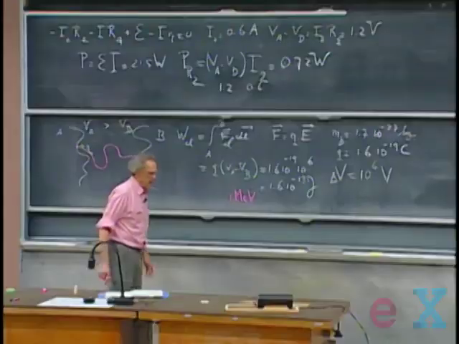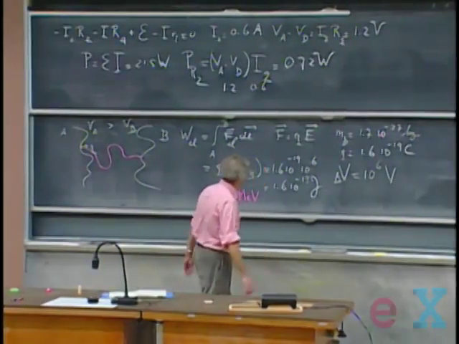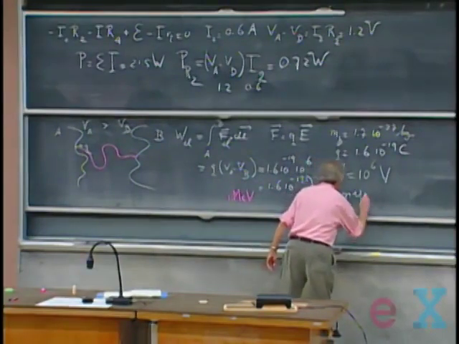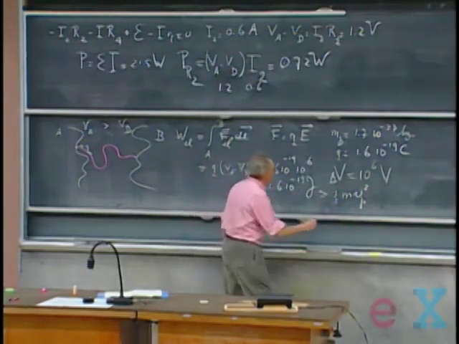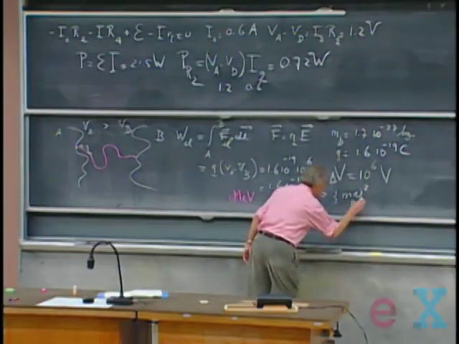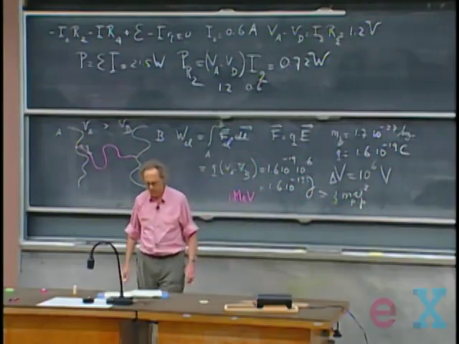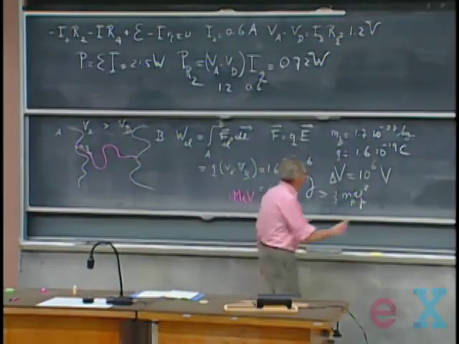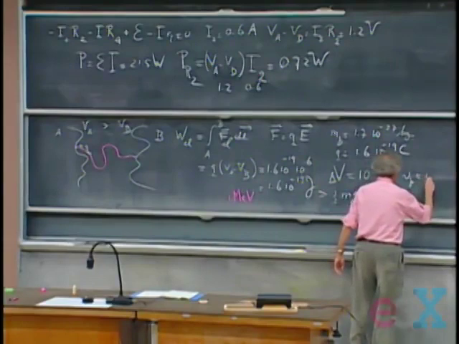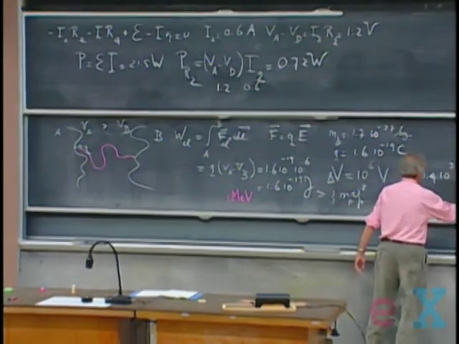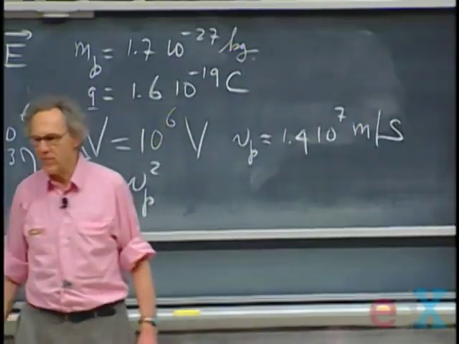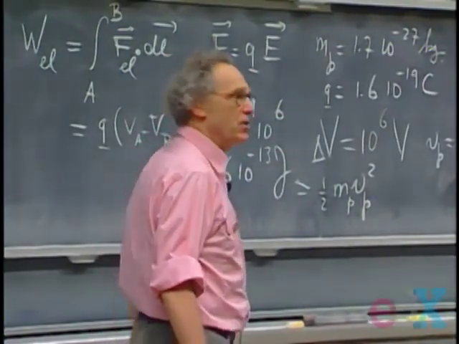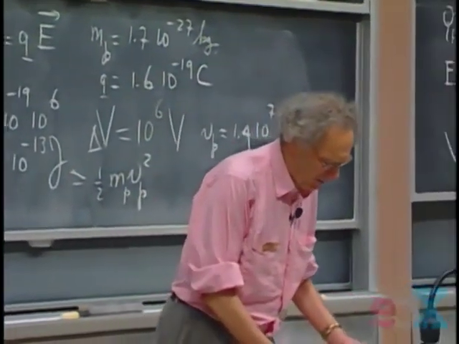So what is the speed with which it finally then arrives? Well, 1/2 m v squared is this number. This is the mass of the proton, and this is the speed that the proton arrives at point B. And when you use that number, the mass, you will find that the velocity of that proton is about 1.4 times 10 to the 7 meters per second, which is about 5% of the speed of light. In other words, we don't have to make relativistic corrections. This answer is believable.